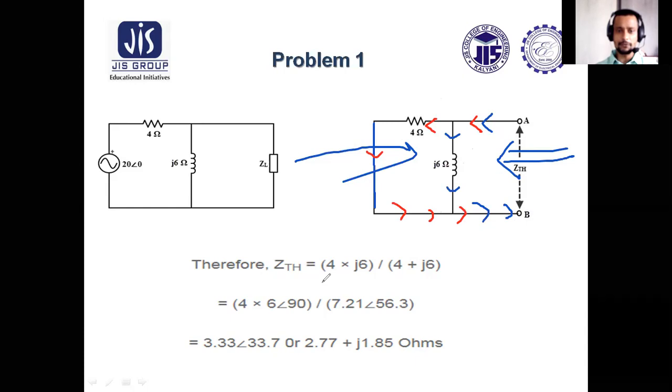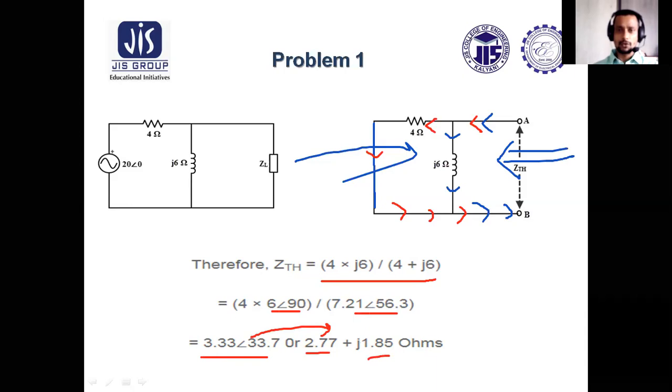So ZTH will be 4 parallel 6, that is 4 into J6 divided by 4 plus J6, which will give us this 4 into J6. J6 means 6 angle 90 and 4 plus J6 is this. So finally you'll get 3.33 angle 33.7. Now we have converted it into rectangular form so as to differentiate the real part and imaginary part.